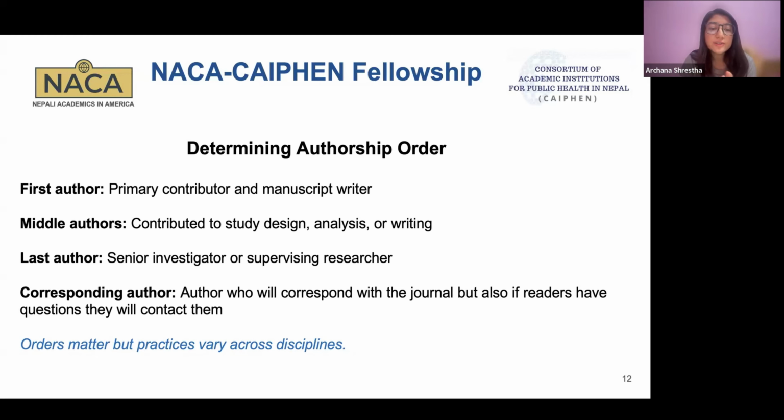And then the corresponding author is the author who will correspond with the journal, but also if readers have questions, they will contact them. Most of the time in Nepal, what I have seen is the first author is the corresponding author, but sometimes last authors can also be corresponding authors when papers are published out of bigger projects or a larger study. If small papers come out, last authors are also corresponding authors.